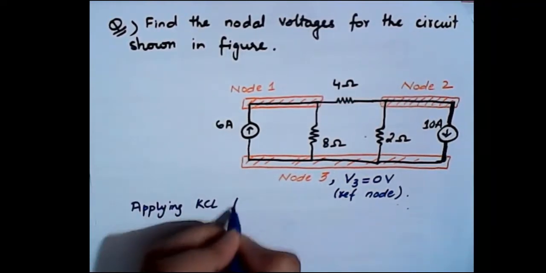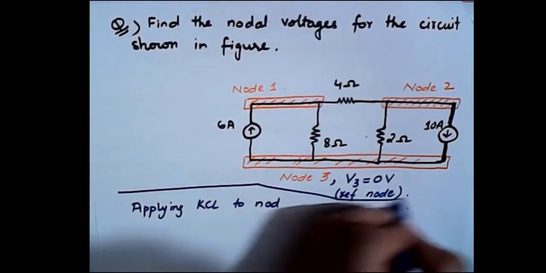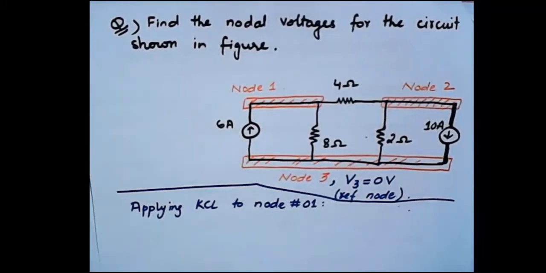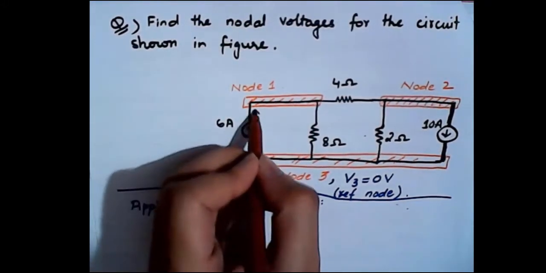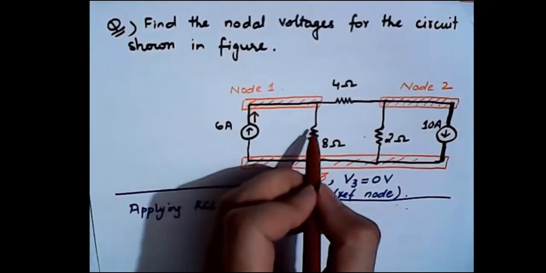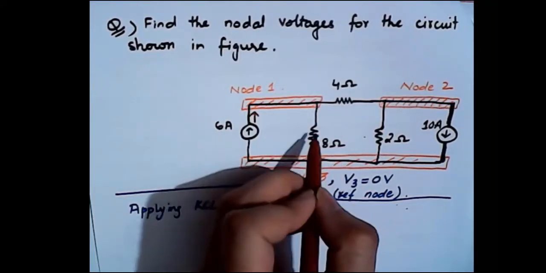Applying KCL to node number 1, right? Now here what we need to see is, this is node number 1. We can see that the 6 ampere current is entering the node, and there is no direction for the current through the 8 ohm resistance.